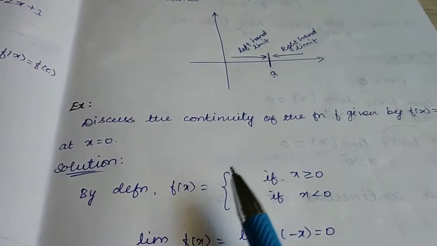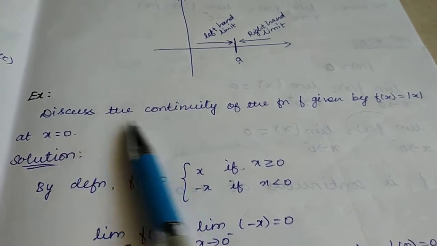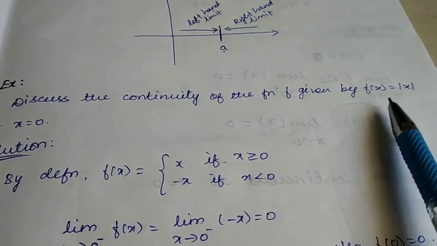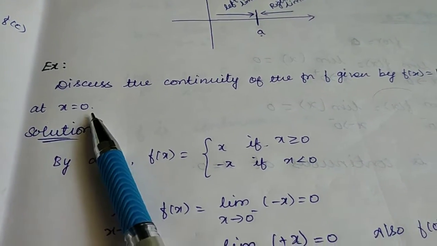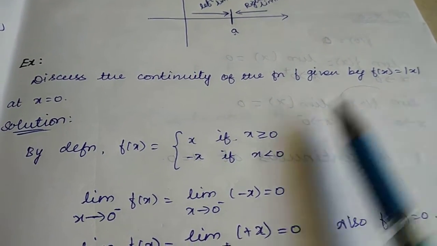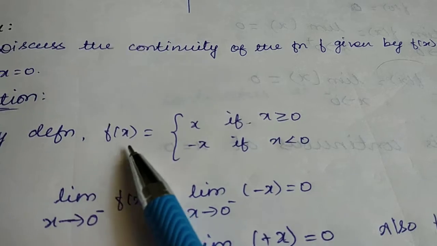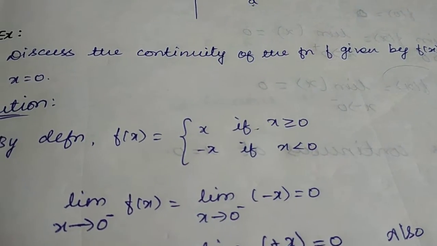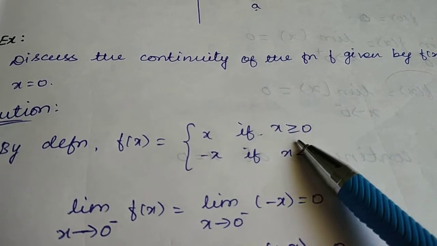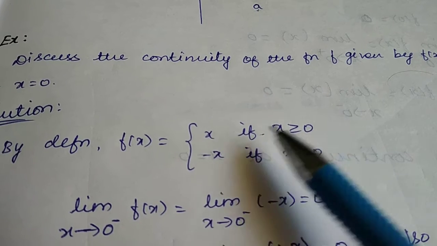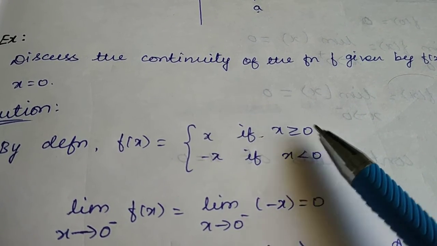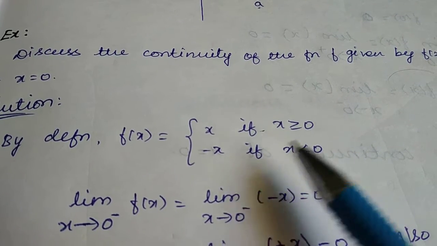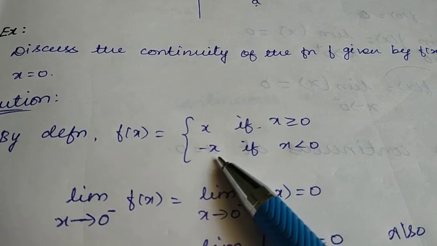So let us see an example. Discuss the continuity of the function f given by f of x equal to modulus of x at x equal to 0. The definition of modulus of x is like this. Modulus of x can be rewritten as x if x is greater than or equal to 0. That is, it approaches the positive value if x is greater than or equal to 0, and if x is less than 0, it approaches the negative value.